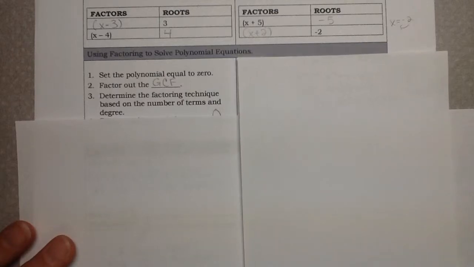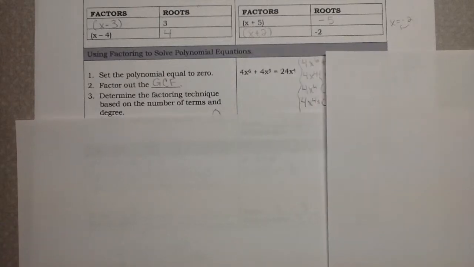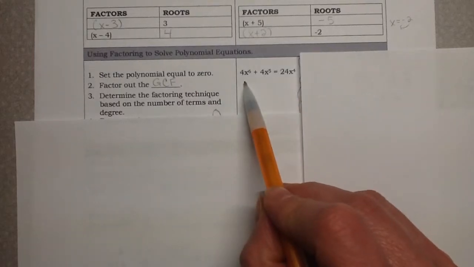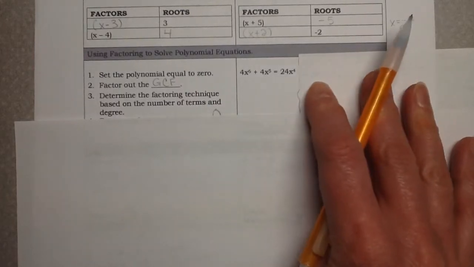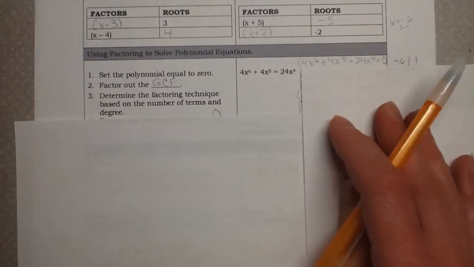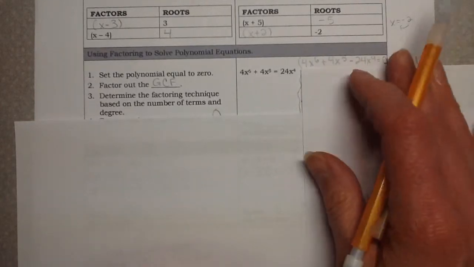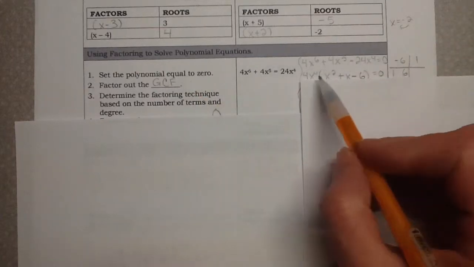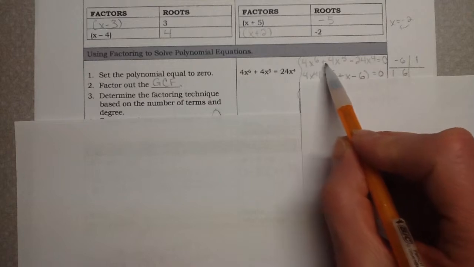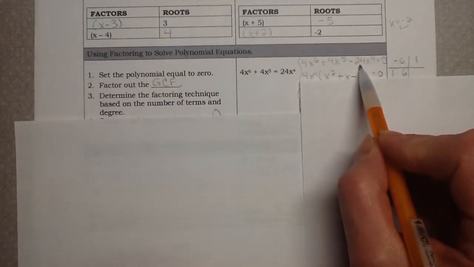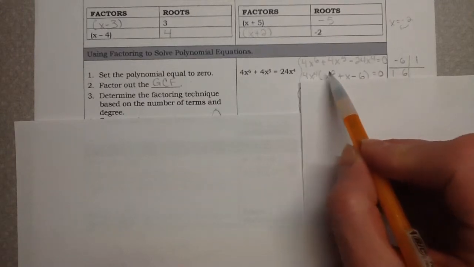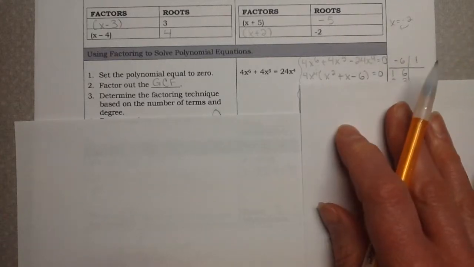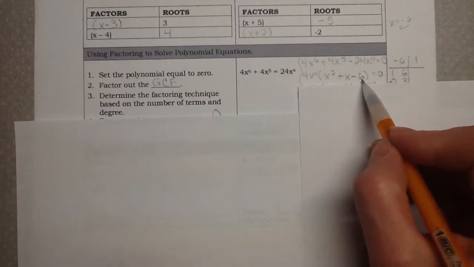Now if I look at this polynomial here, it has a degree of 6 and it has 3 terms. So first thing we want to do is to set that equal to 0, and then we can pull out a GCF. Now the GCF is going to be 4 because I can pull out a 4 from all 3 of those terms, and the highest degree I can pull out for x is x to the 4th. So when I pull that out, I have x squared plus x minus 6.